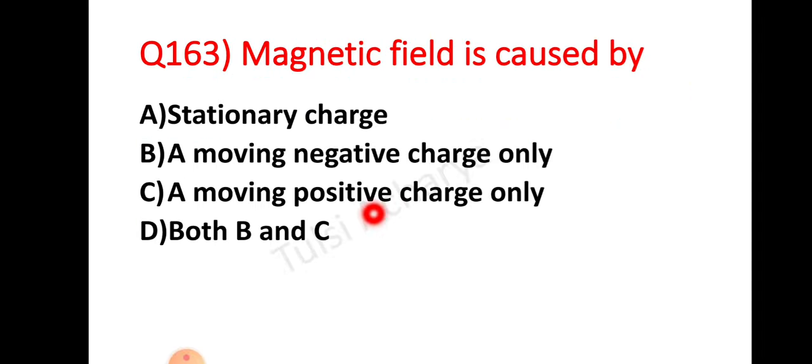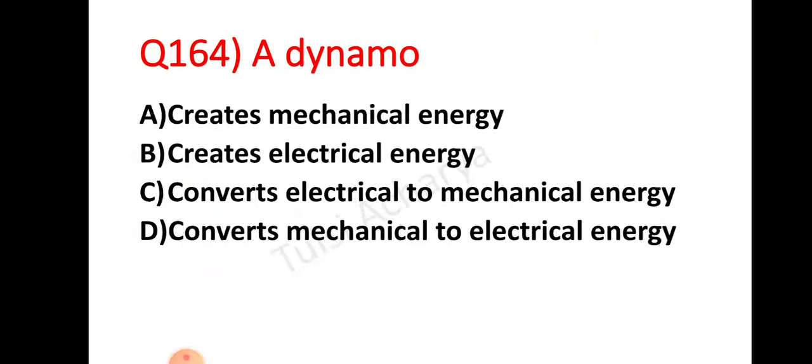Now let's move to question number 163. Magnetic field is caused by, as we all know, a moving negative charge and a moving positive charge. So both B and C are correct answers for question number 163. Now let's see question number 164. A dynamo always converts mechanical energy into electrical energy. Option choice D is the correct answer for question number 164.